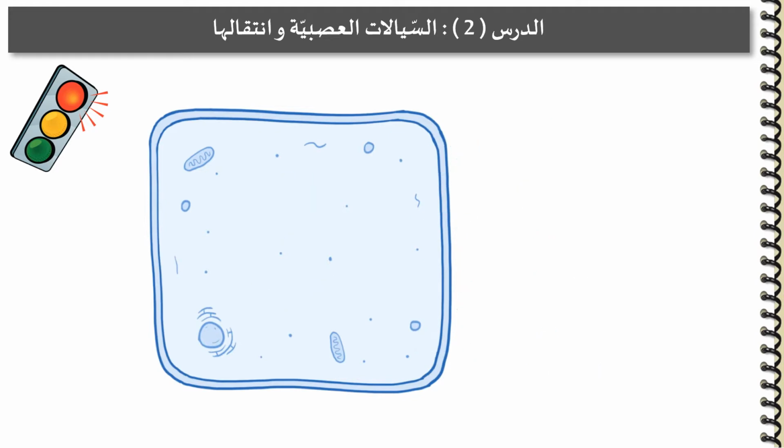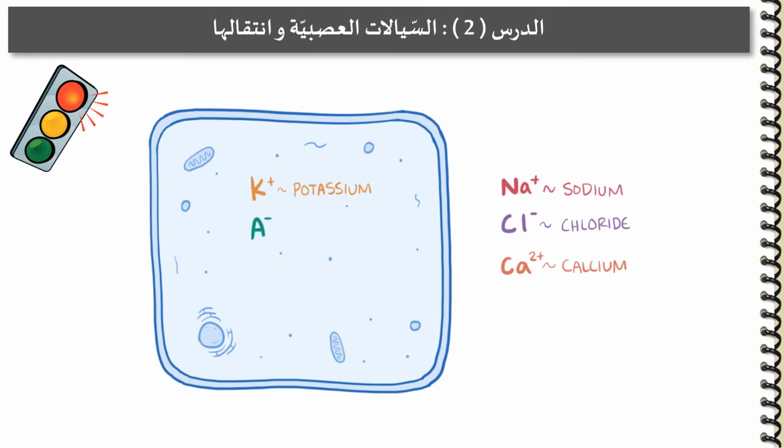Generally speaking, there's higher concentration of Na+ or sodium, Cl- or chloride, and Ca2+ or calcium on the outside of the cell, and a higher concentration of K+ or potassium and A-, which is just what we write for negatively charged anions, on the inside of the cell. These anions include a variety of amino acids and proteins that are produced by the cell.